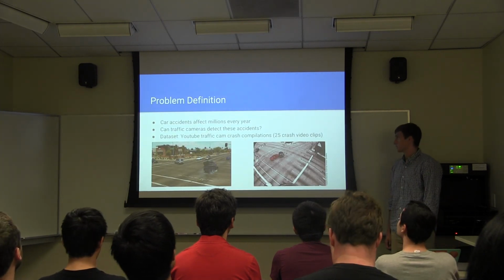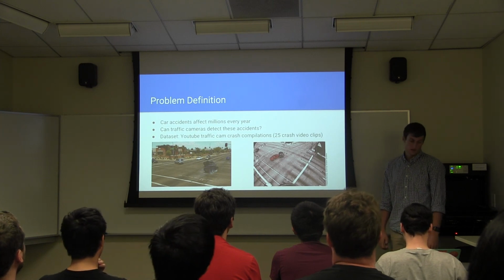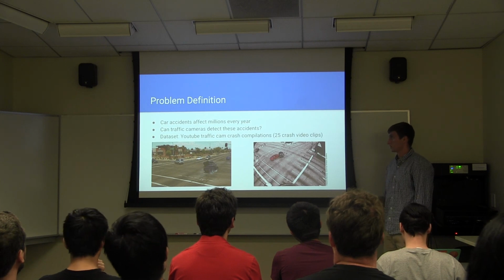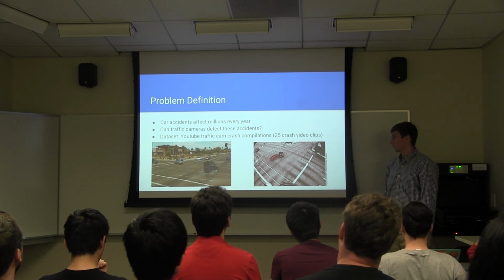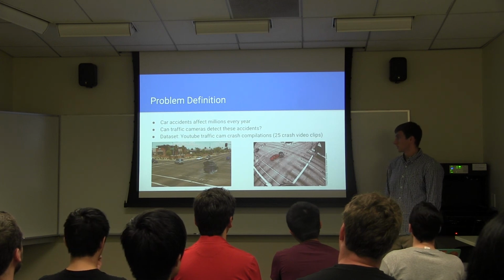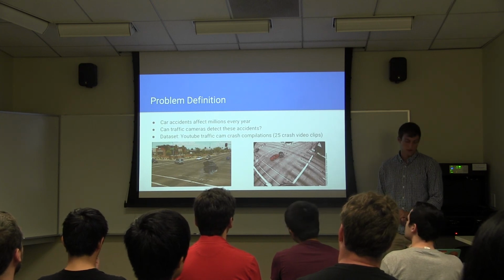A little bit about the problem. Car accidents affect millions of people every year, and a lot of accidents occur because people run red lights. At these traffic intersections, there are usually red light cameras that take pictures of people running red lights to try to make them stop doing it. My project was to see whether these cameras can also be used to detect accidents in the intersection.